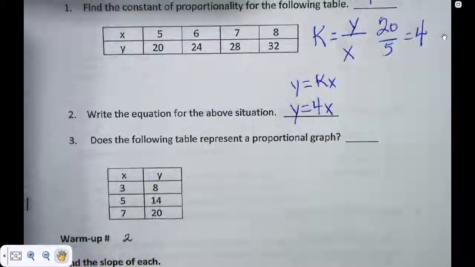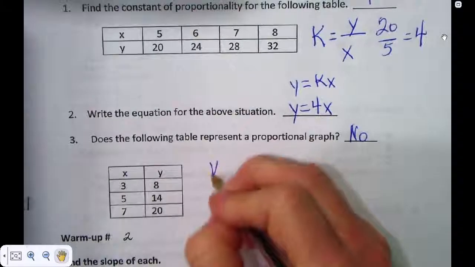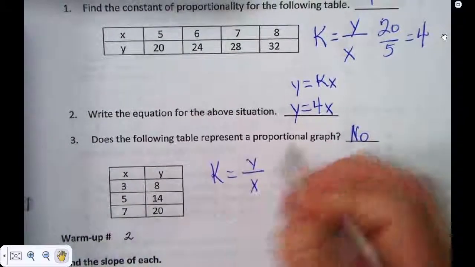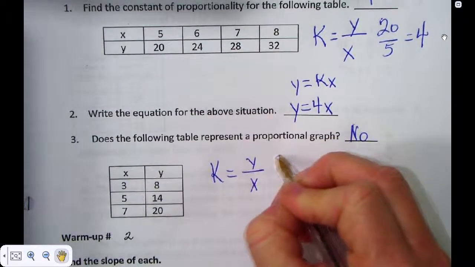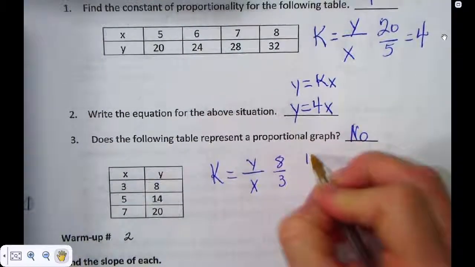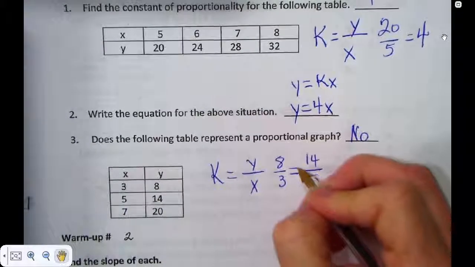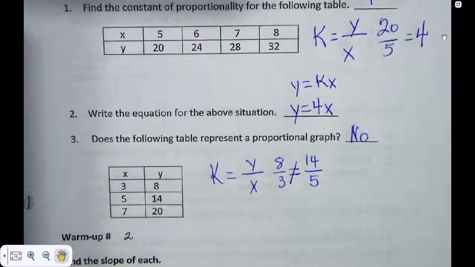Number 3. What'd you get? Same thing. If I divide 8 by 3, that's got to give me the same as 14 divided by 5. Are those equal? You tested it? Yes, ma'am. Good. Put that in warm-ups.